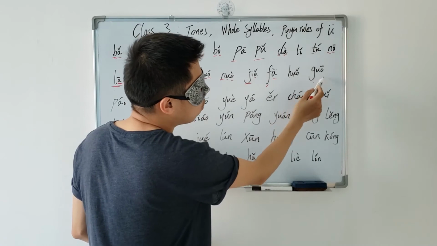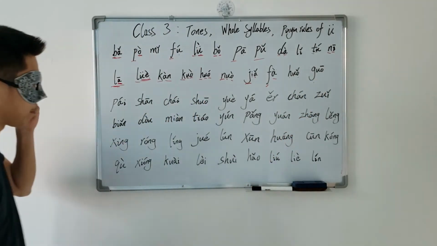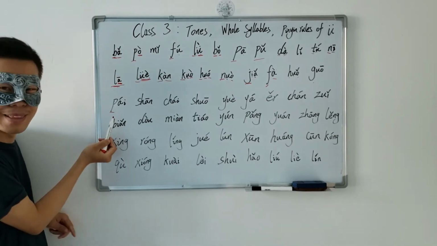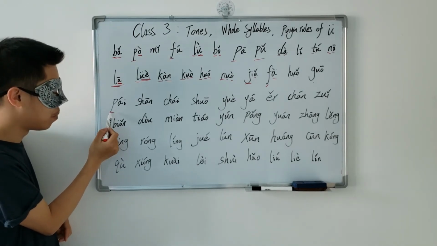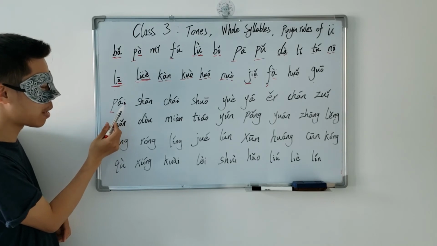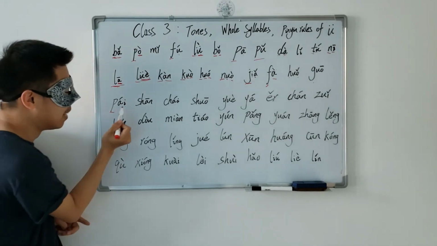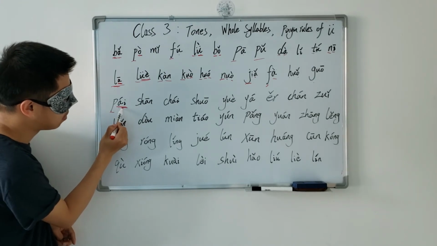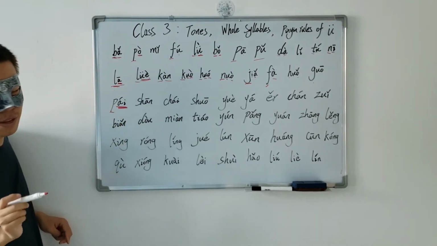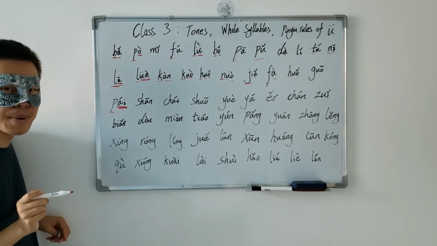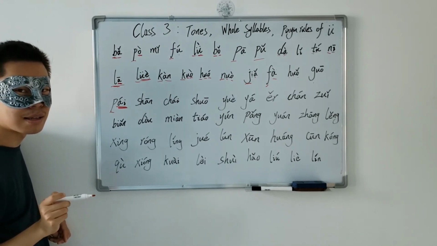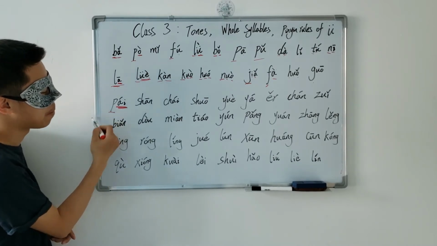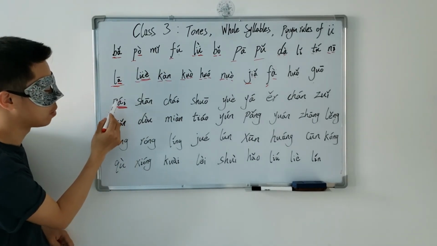This is pour. How do you pronounce this one? Pour. No. Remember? This is a fixed final. This is a fixed final. I can pronounce I like I. So it's pour, pie. This is the second tone. Pie.